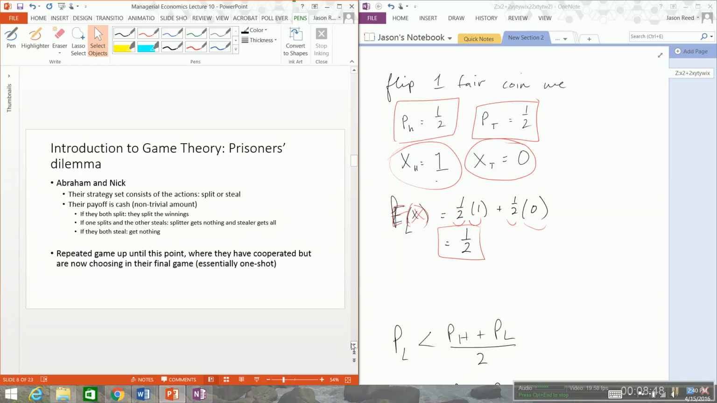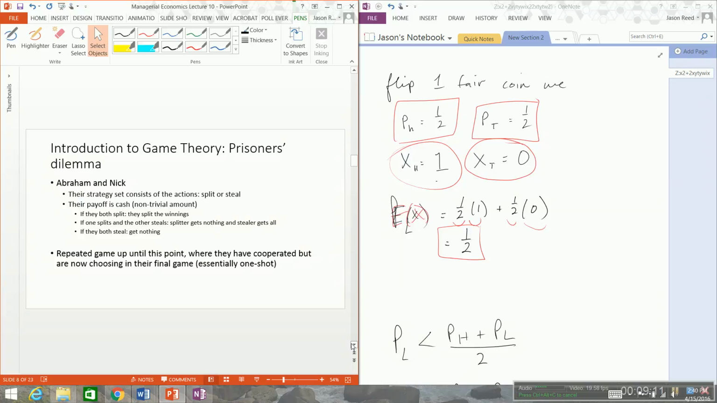So their payoff is $13,600 or some variant of that. Their strategies can be to split or to steal that payout. So how do we go about understanding what the outcomes are? They have two actions, both of them: to split the payout or to steal the payout from the other one.